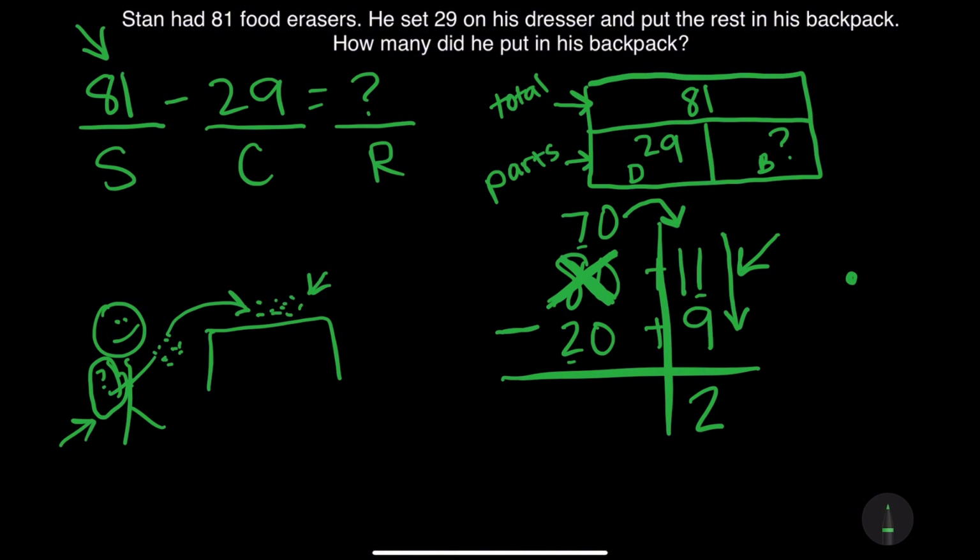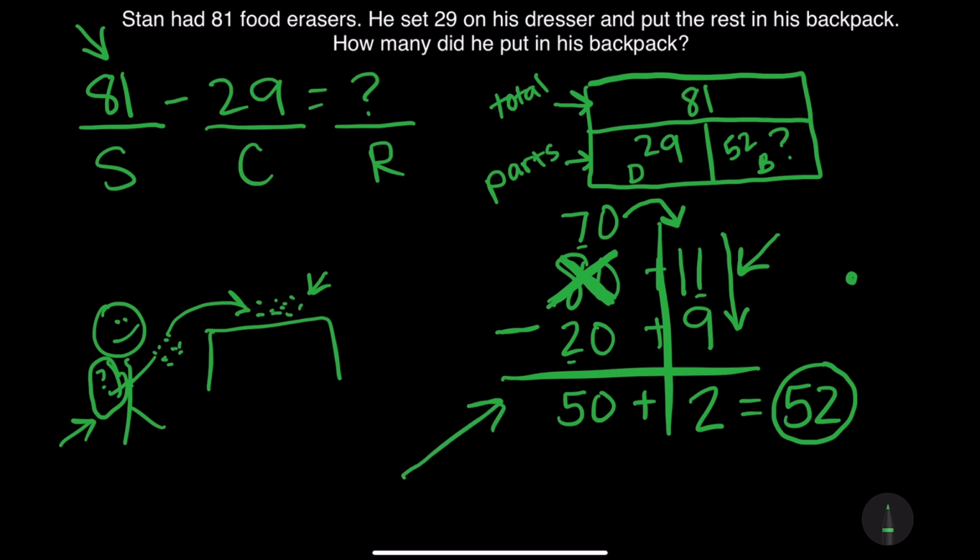70 minus 20 is 50. 50 plus 2 equals 52. Stan put 52 erasers in his backpack. We know that this is a one-step problem because I just had to do one subtraction problem to get my final answer. Every strategy you see here can help you.